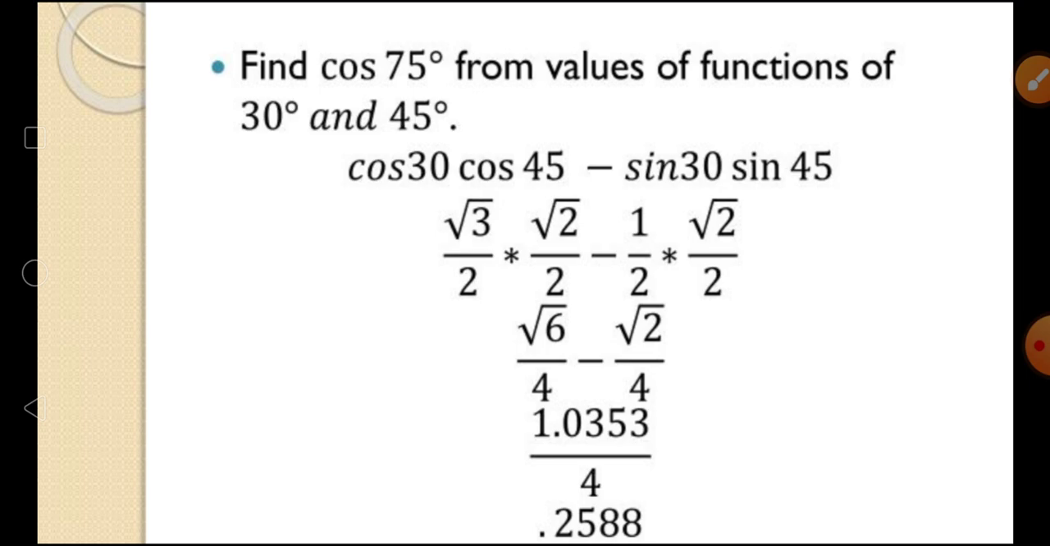Now take the values of root 6 and root 2. When you subtract these two, we have 1.0353 divided by 4. When you divide this, we have 0.2588. So cos 75 degrees equals this value.